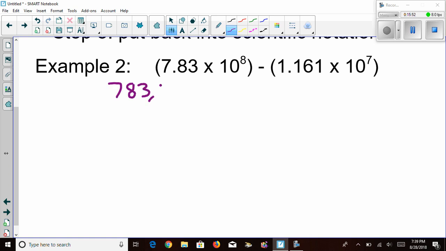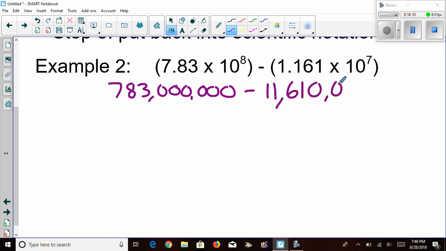783 million, now minus, if I write out the second number, it is 11,610,000. Now I can perform my subtraction. Off to the side, I want you to verify in your notes that I am doing the correct subtraction when I get the answer of 771,390,000.